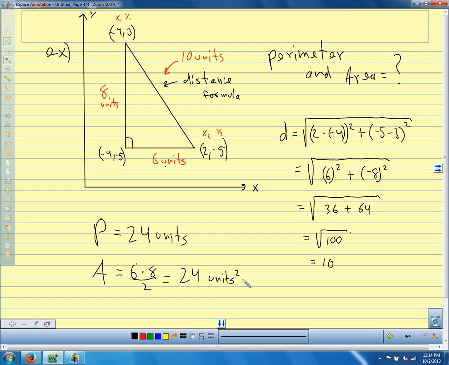So sometimes we have to use our distance formula, or we have to use what we know about finding the length of segments to solve a problem that they might give us. Any questions on that example?